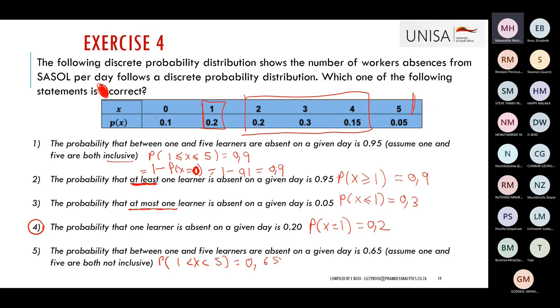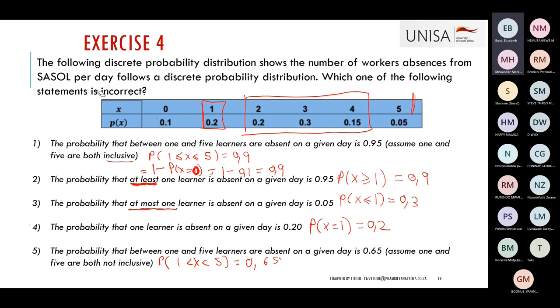I think it wasn't a typing error, ma'am. I think the first two were meant to be 0.90 instead of 0.95. Or the five, maybe it was supposed to be. Yeah, I think so. The only incorrect answer would then be 3. Wait, sorry. 1 and 2, I think, were meant to be 0.90. They put the 5 in error, right?